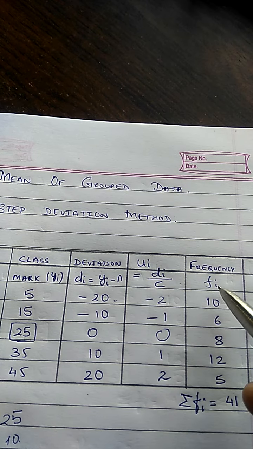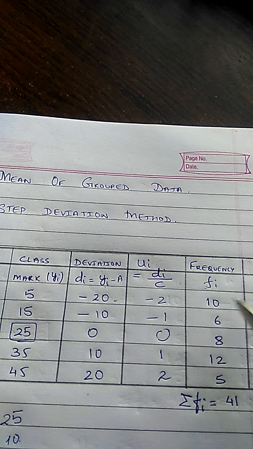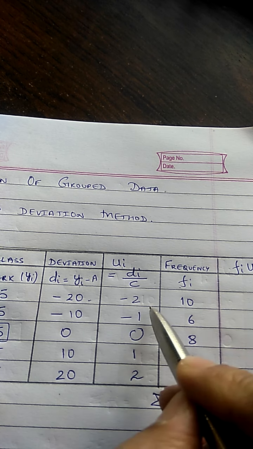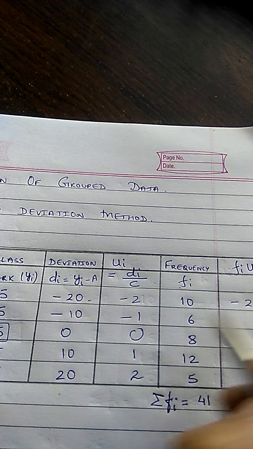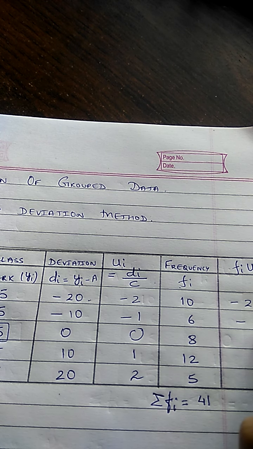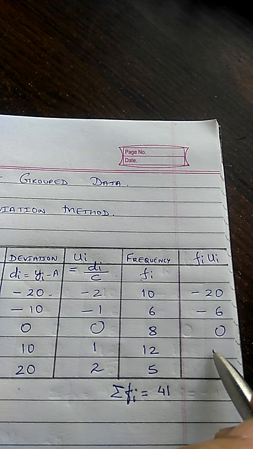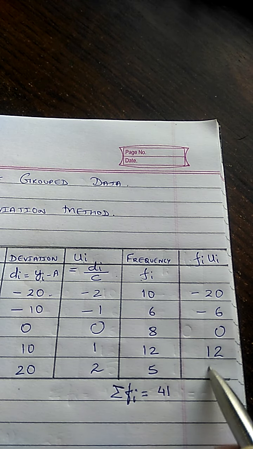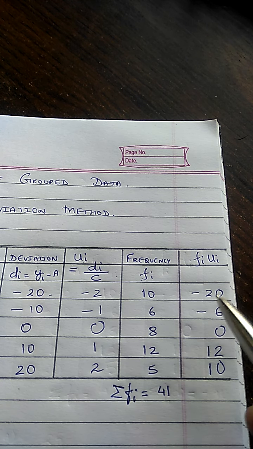The corresponding frequencies have already been written here. Let us find the product of ui and fi. So when we multiply, we get minus 2 into 10 is minus 20. Minus 1 into 6 is minus 6. 8 into 0 is 0. 12 into 1 is 12 and 5 into 2 is 10. So we have got the product ui fi.